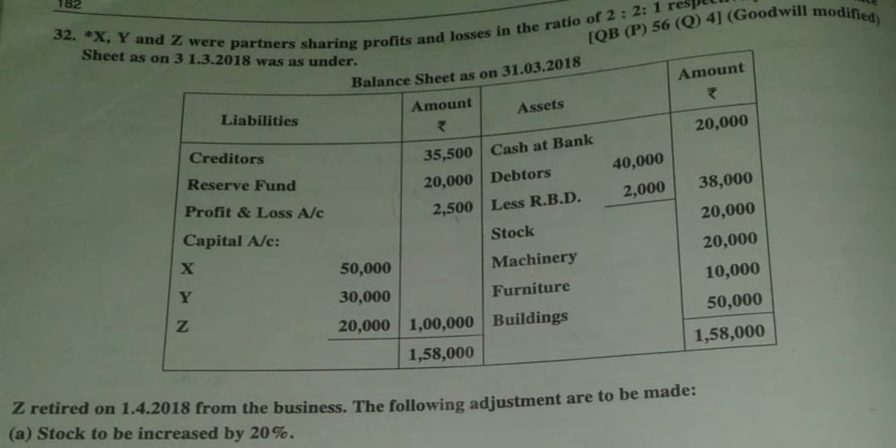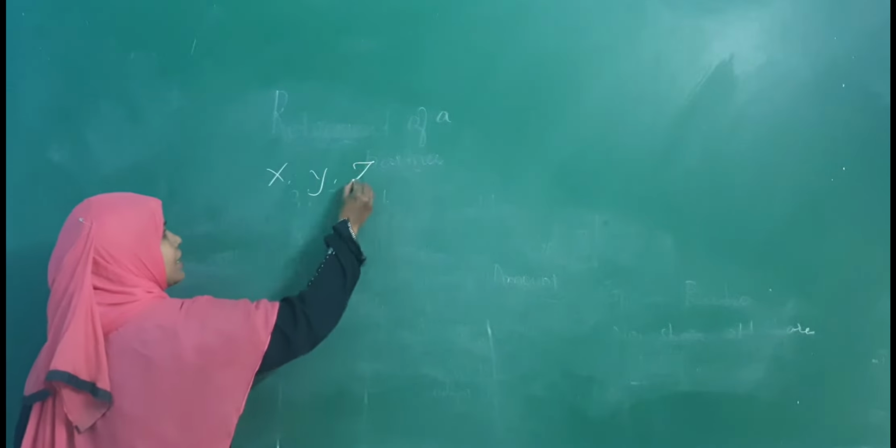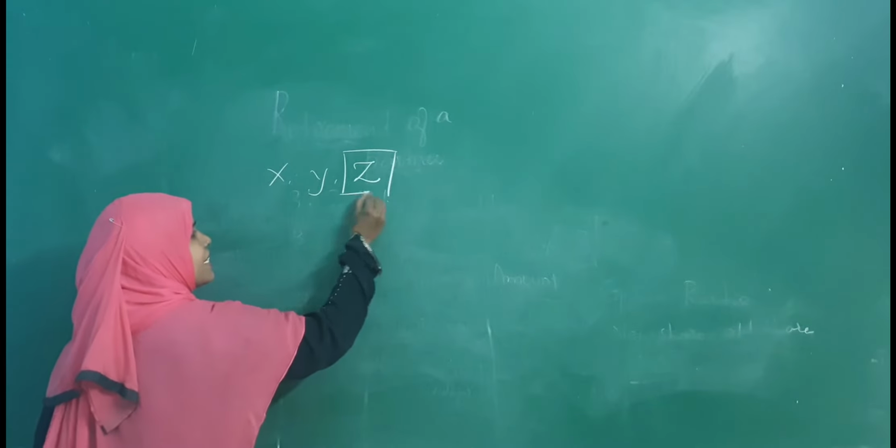You can just see the sum which is on the screen. X, Y, Z were partners sharing profits and losses in the ratio of 2:2:1. Their balance sheet as on 31st March 2018 was as under. They have given the balance sheet. Liabilities: creditors, reserve fund, profit and loss, capitals of X, Y, Z. And assets: cash at bank, debtors, stock, machinery, furniture and buildings. They have given the adjustments. Adjustments are very important when you do the sum. See, X, Y, Z. In this sum, Z retires.